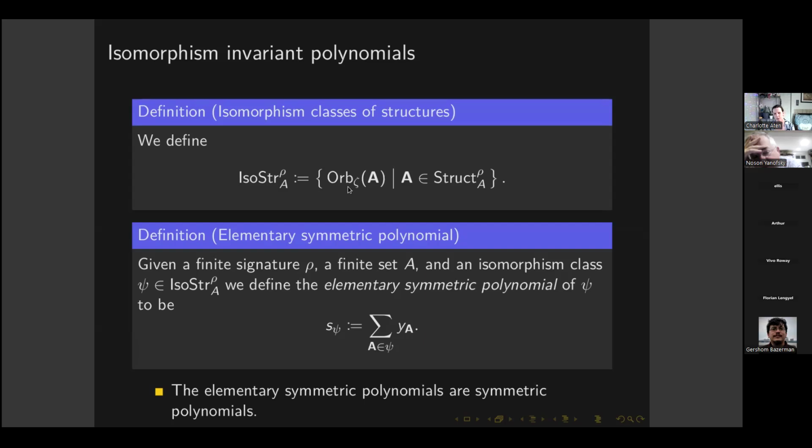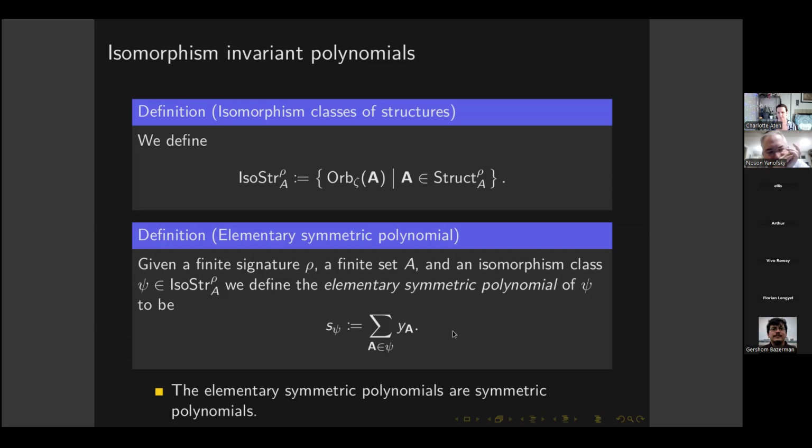Given that action, we can look at the orbits of that action, and these would just be the classes of structures of that type on that underlying set that are isomorphic, right? That's acting as isomorphism, because that relabeling will be an isomorphism. And so we could look at all of the different isomorphism classes. And I can now use that to define the elementary symmetric polynomials in this generalized sense. So the elementary symmetric polynomial for an isomorphism class of structures, whether it's graphs or ternary relational things or finite topological spaces or whatever, is just the sum of these monomials for all the different instances of that isomorphism class.